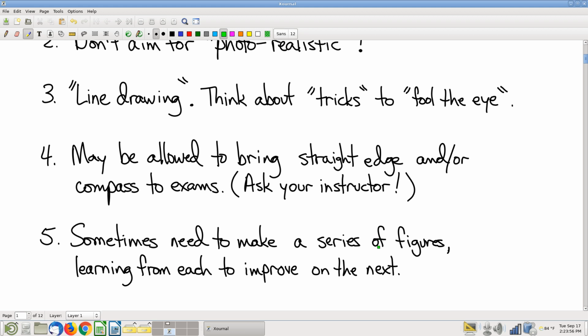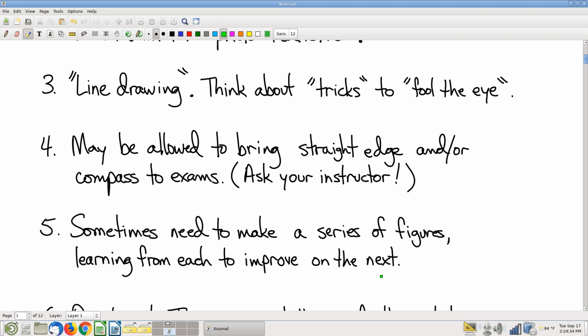So another thing to keep in mind, don't aim for perfection with your first drawing. Sometimes you have to make a series of figures. And every time you draw something, you learn a little bit more about what the thing looks like that you're trying to draw, and what's more effective in representing that. And after you've made a figure, you learn from that figure a little bit more. You have a clearer picture of what you want to do, and then the next figure that you draw can be better. Okay, so sometimes you might have to make a series of several figures in a row that will eventually converge on a good figure.